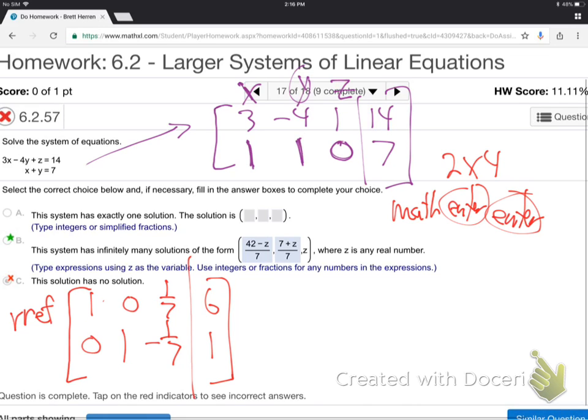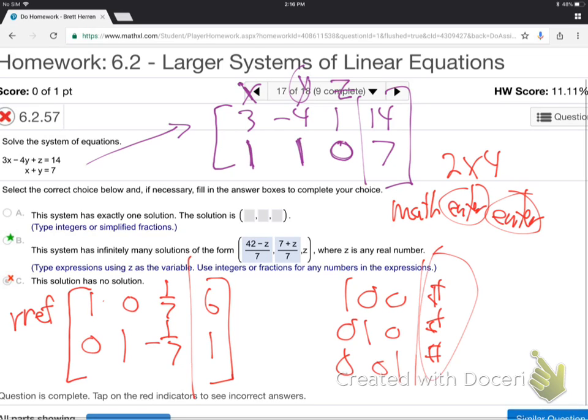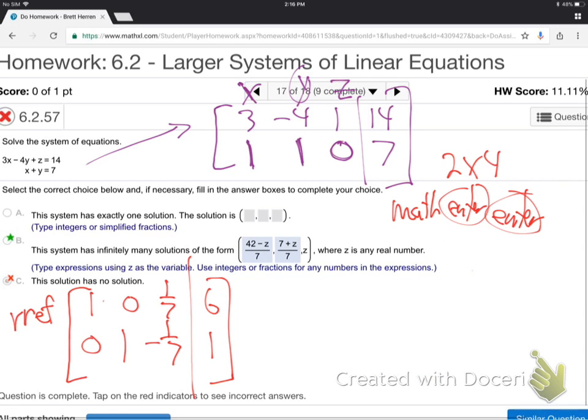The only way it would be normal is if you had ones down the diagonal, zeros everywhere else, and then a number, right? That would be normal. One answer. These three make the one answer, right? That's normal. Ones down the diagonal, zeros everywhere else on the left side. We almost have that, but not quite. So this is not a normal one. It's not a one answer.